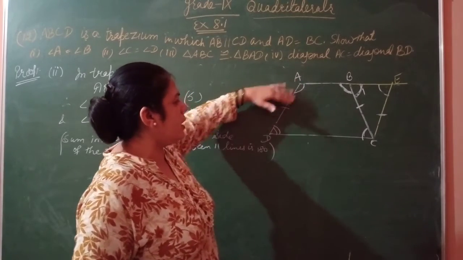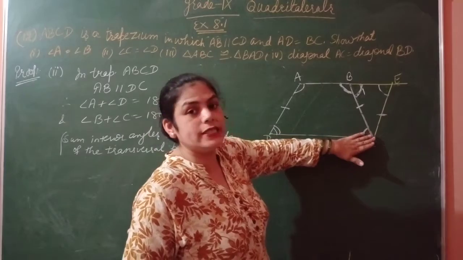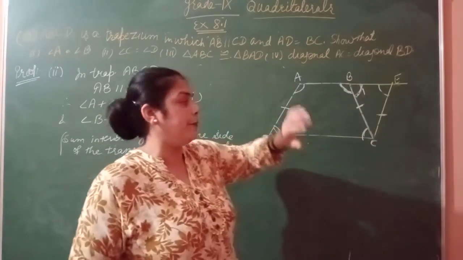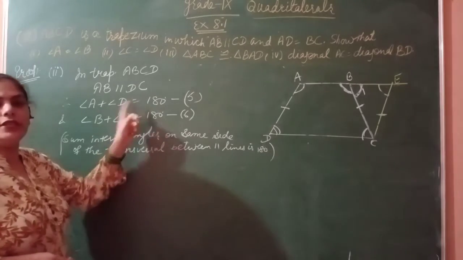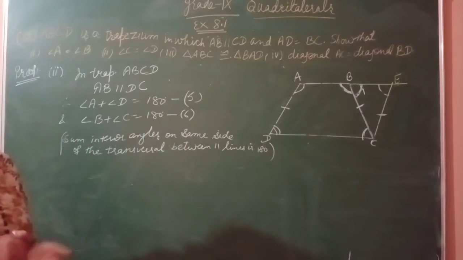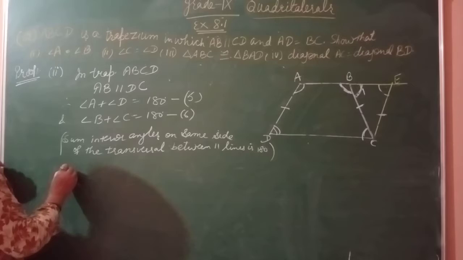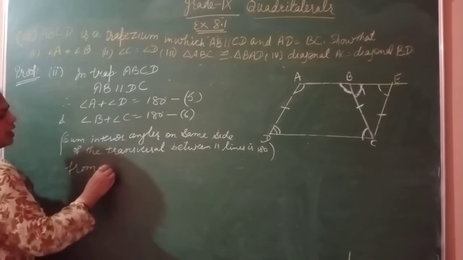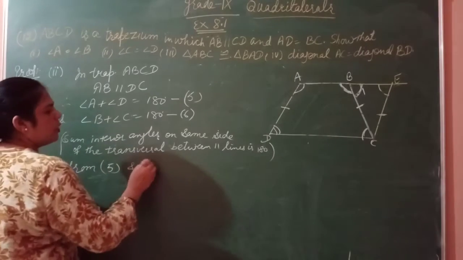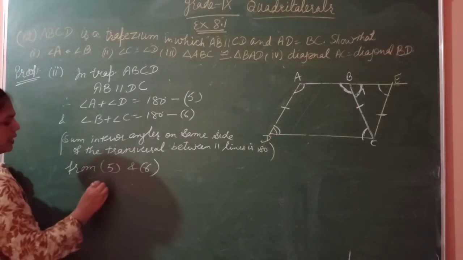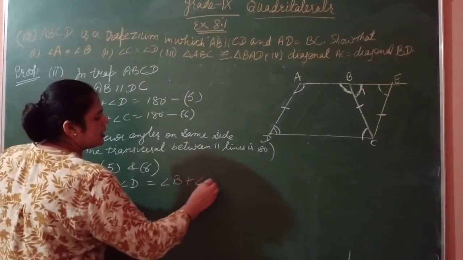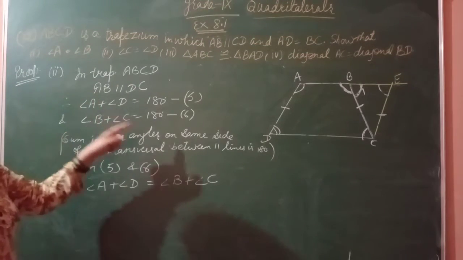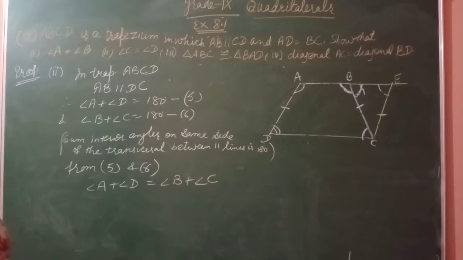AD is a transversal, so the sum of angle A and angle D is 180. BC is a transversal, so the sum of angle B and angle C is 180. Now, the 5th and 6th equations: you observe that their left hand sides are equal, so their right hand sides are also equal to each other. So from the 5th and 6th, what do we observe? Angle A plus angle D is equal to angle B plus angle C.